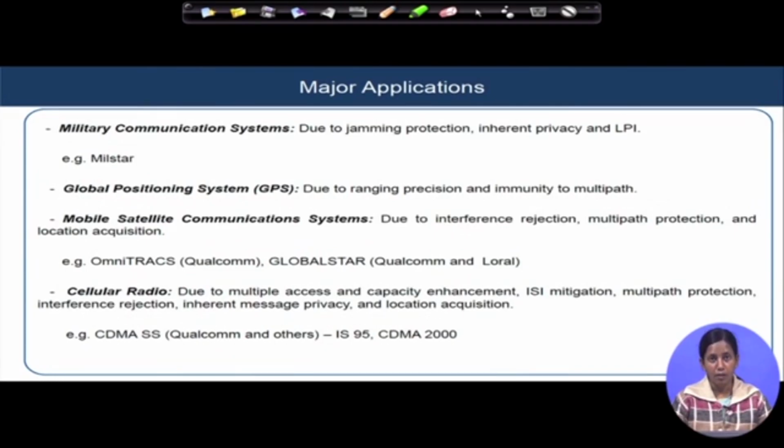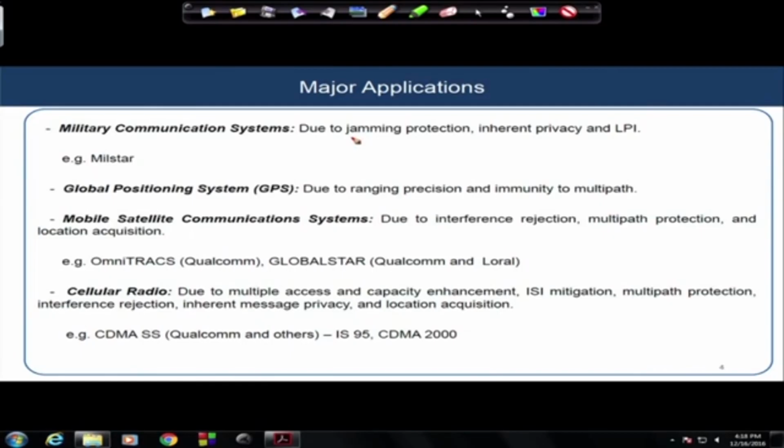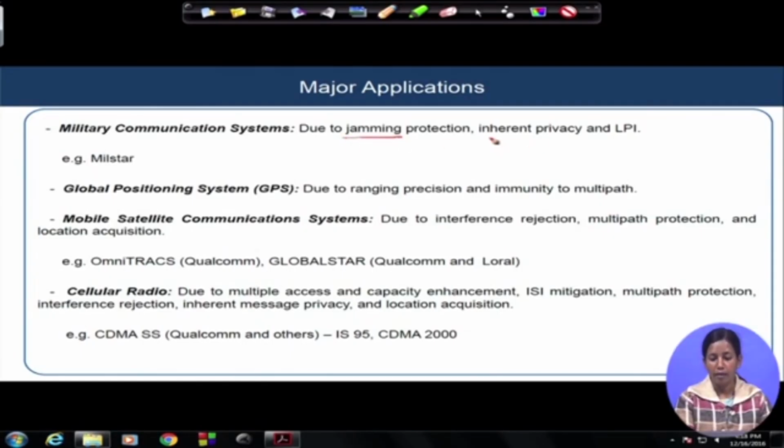Before entering into the detail of the mathematical expression of spread spectrum communication or the block diagram, let us also revisit the major application scenarios of such systems. Military is definitely a very important part, because we need secured communication for military and defense applications. Spread spectrum communication gives us protection against jamming, it has inherent privacy, and it has low power and low probability of intercept. So military communication systems have the maximum application for spread spectrum communication.